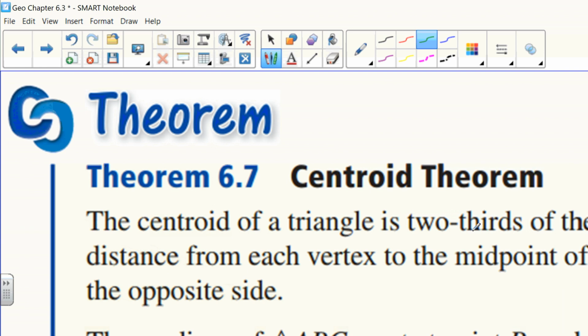In that the entire length of the line is equal to, well, let's say it the other way around. The bigger part of the line from the centroid to the angle is 2/3 of the entire line. So the bigger part of the line is 2/3 of the whole. And the smaller part of the line is 1/3 of the whole.